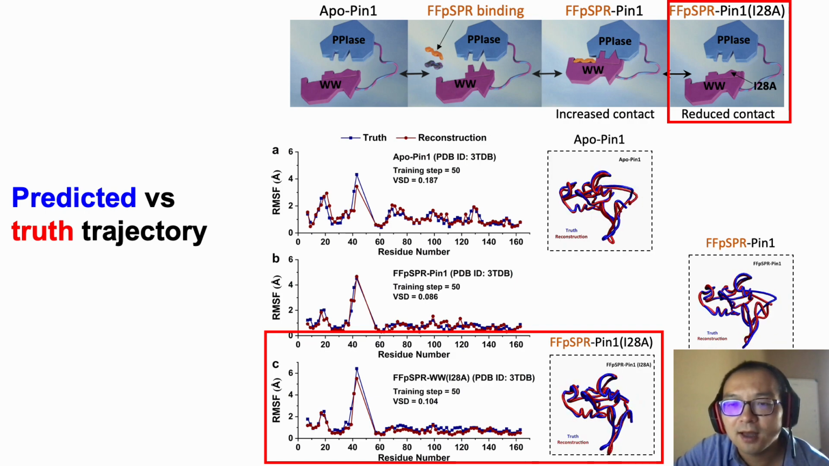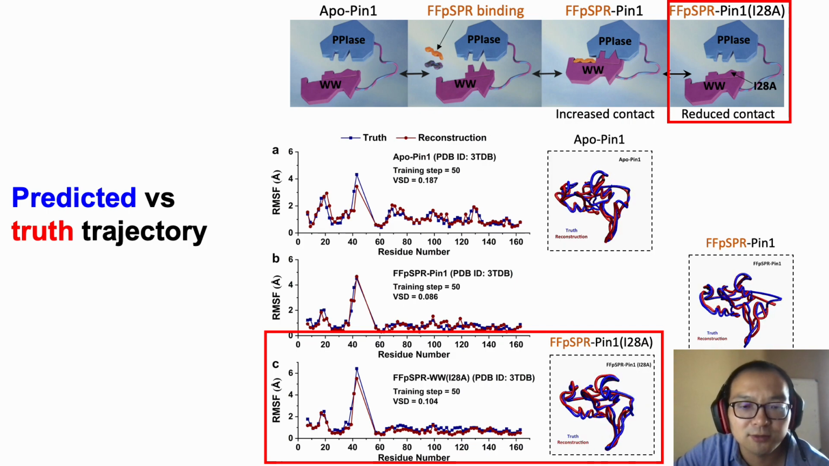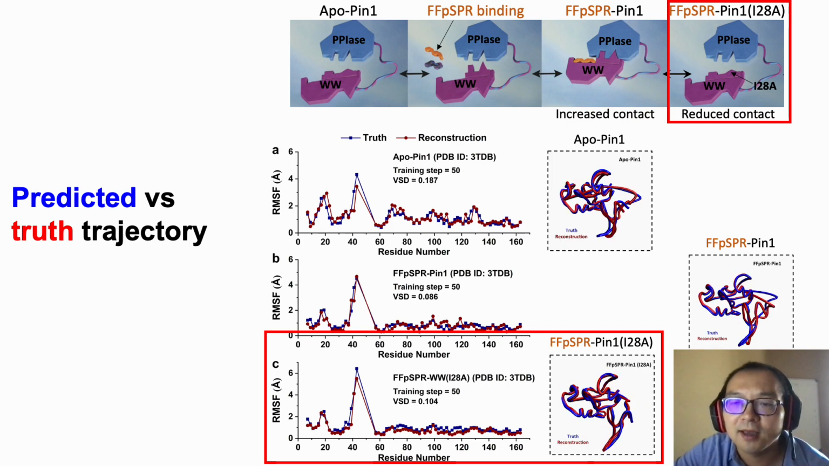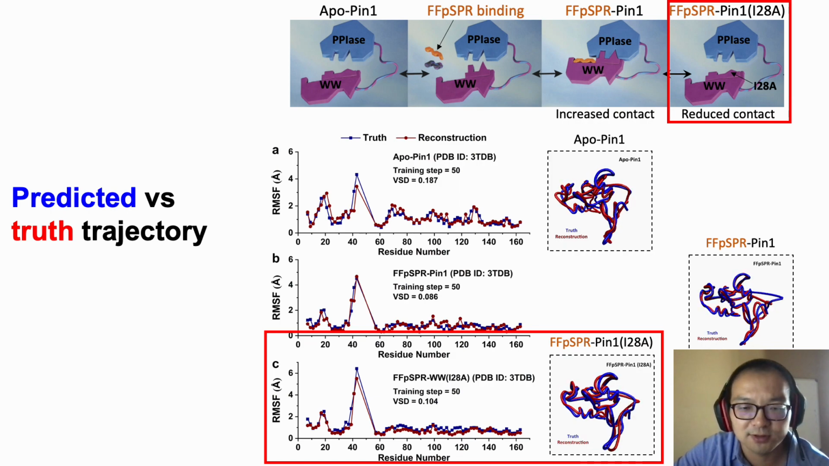The red lines are molecular dynamics trajectories, and the blue lines are predicted trajectories from the NRI-MD model. We can see the NRI-MD model reconstructs the trajectory well in these 3 scenarios, meaning it captures the intrinsic relations between the residues.